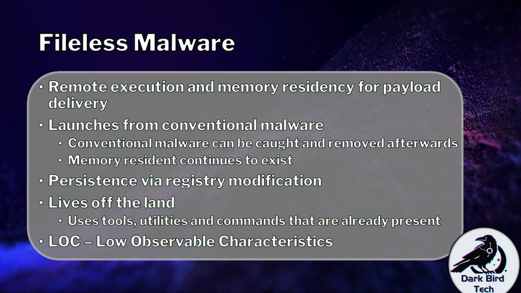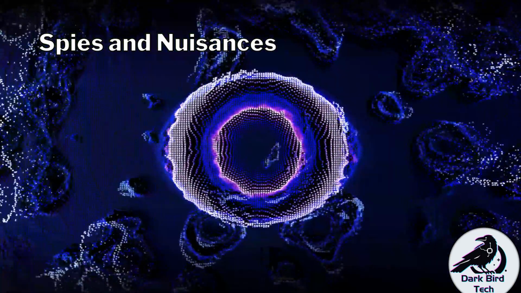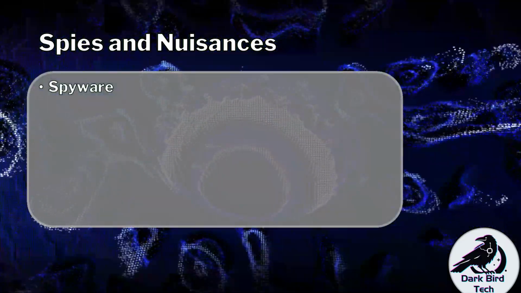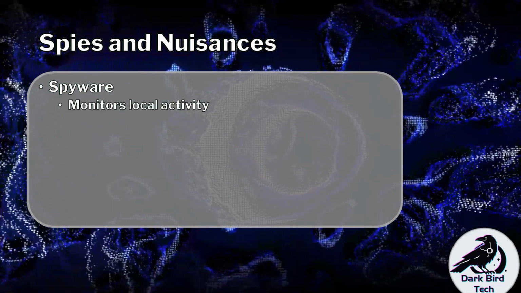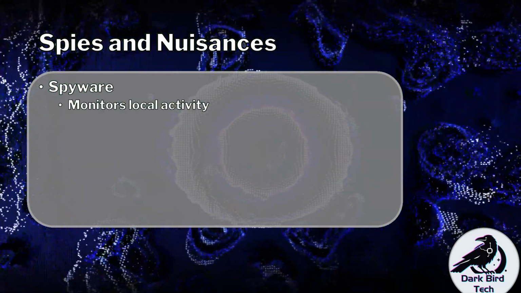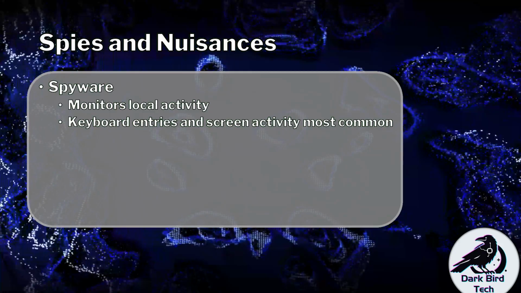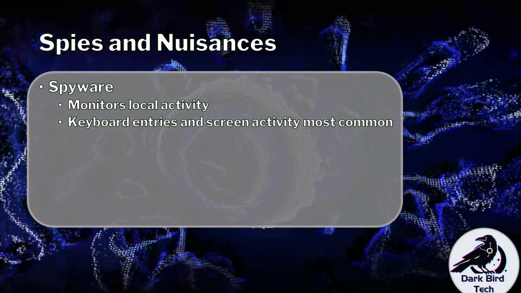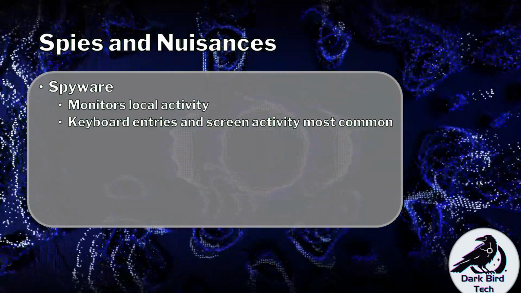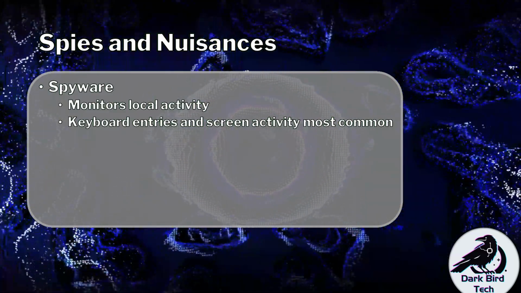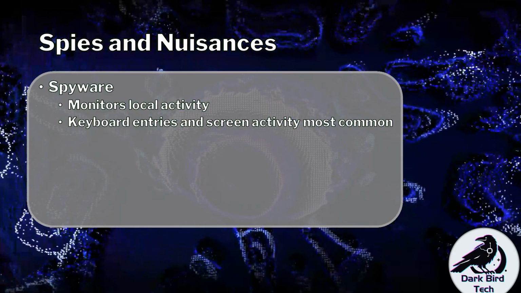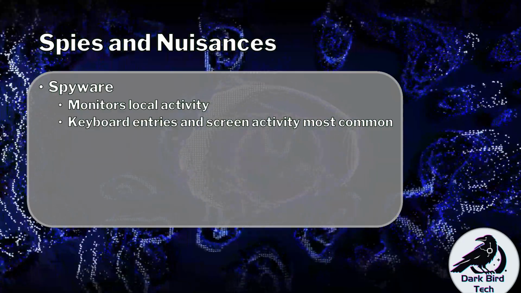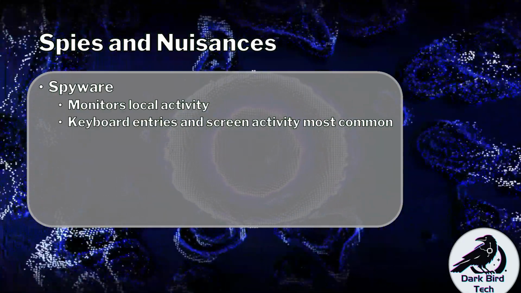But we also need to worry about malware that is spying on us or just being a general nuisance. Let's start out with the easy one, spyware. With spyware, its goal is to monitor local activity on your computer. Often it's either going to be trying to grab keyboard entry or screen activity. Those two are the most commonly spied upon activities done by an end user. And given the choice, I probably would go for the keyboard entries because I can do quite a lot to figure out what you're up to based on your typing. But your screen activity is equally useful.